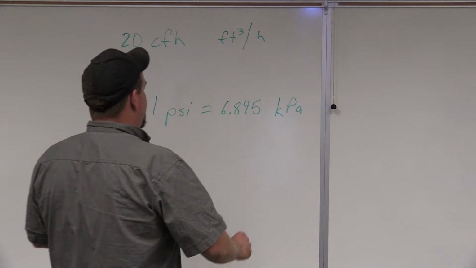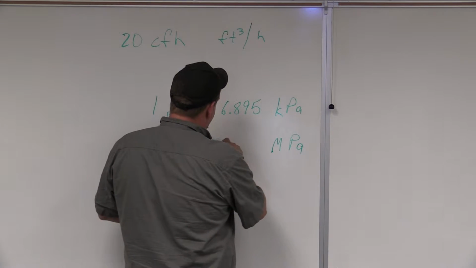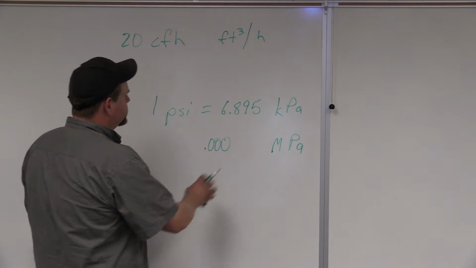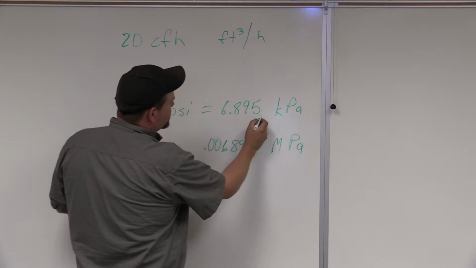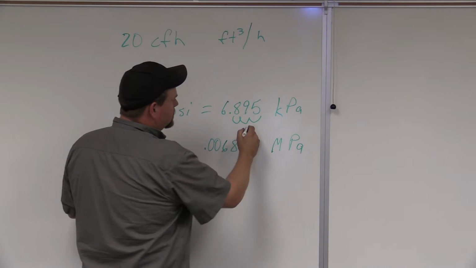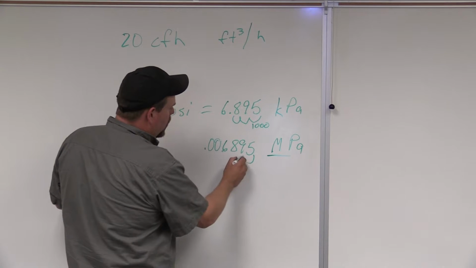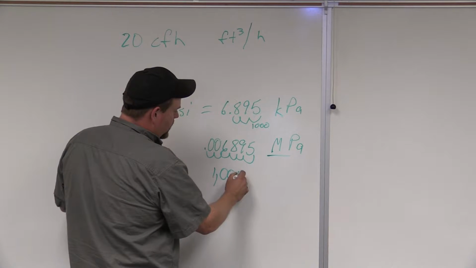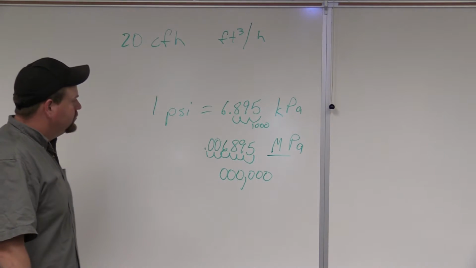Let's look underneath at a megapascal. That is equal to 0.0006895, I believe. Kilo has 1, 2, 3 zeros, so 1,000. Mega, 1, 2, 3, 4, 5, 6: 1 million. 6 zeros.